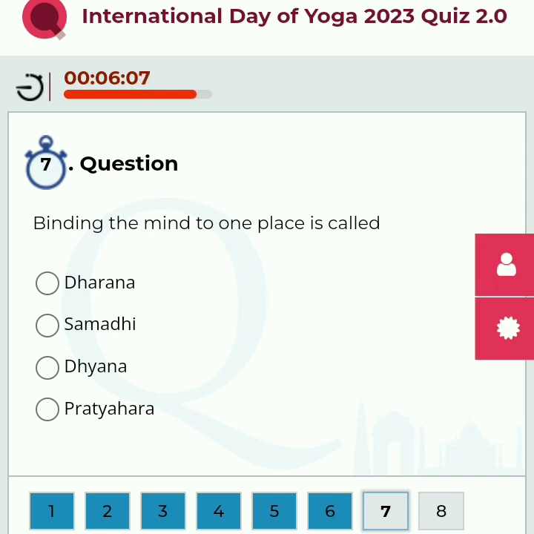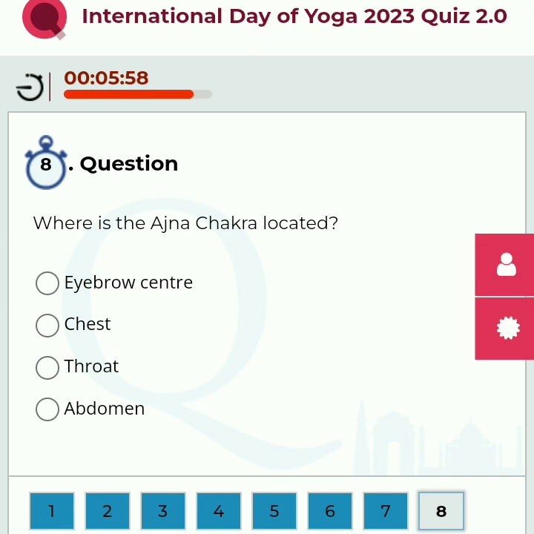Bringing the mind to one place is called Dharana, Samadhi, Dhyana, Pratyahara. Where is the Ajna Chakra located? Eyebrow center, chest, throat, abdomen.